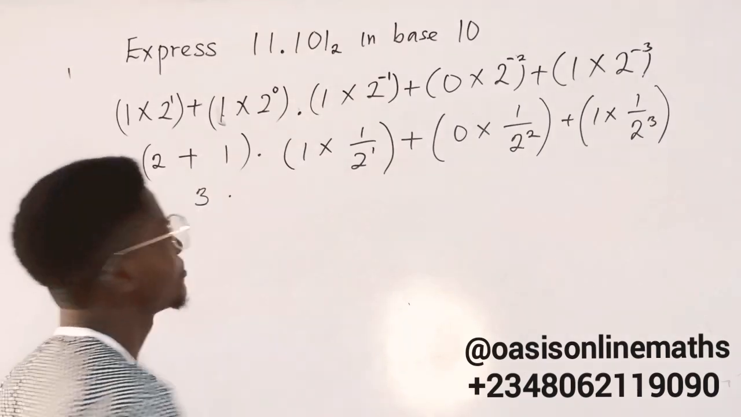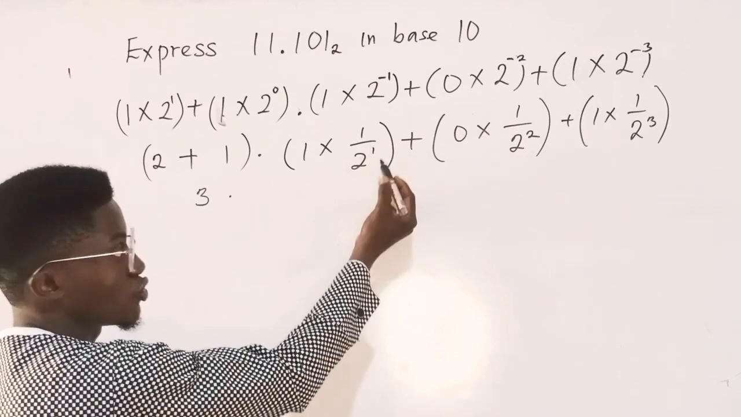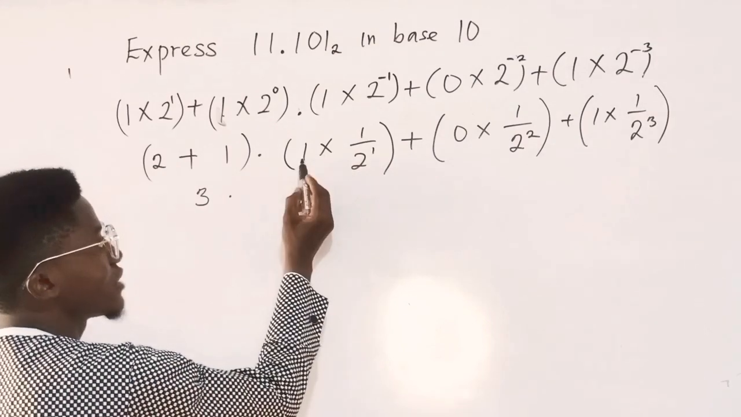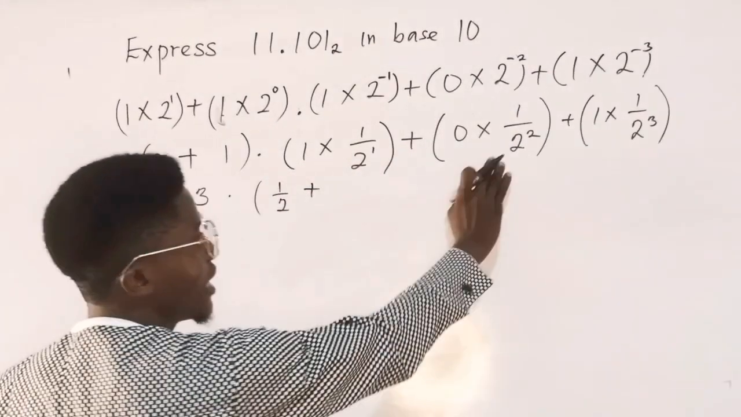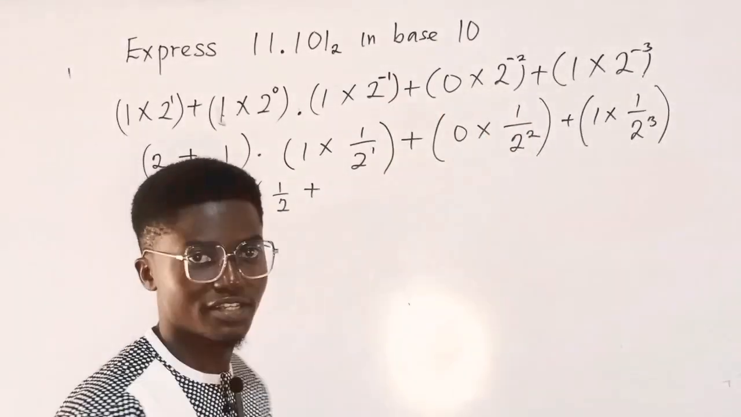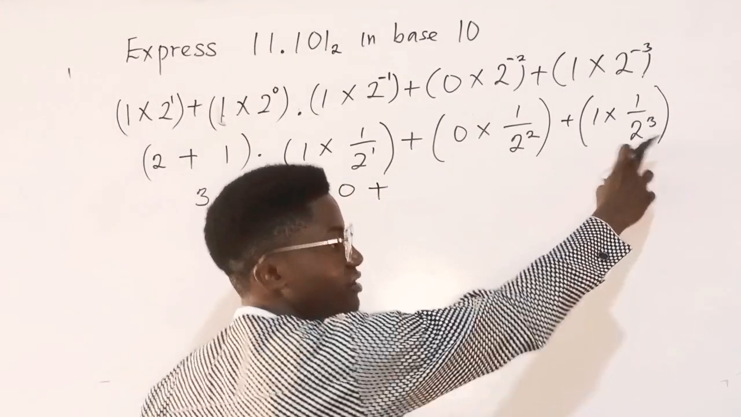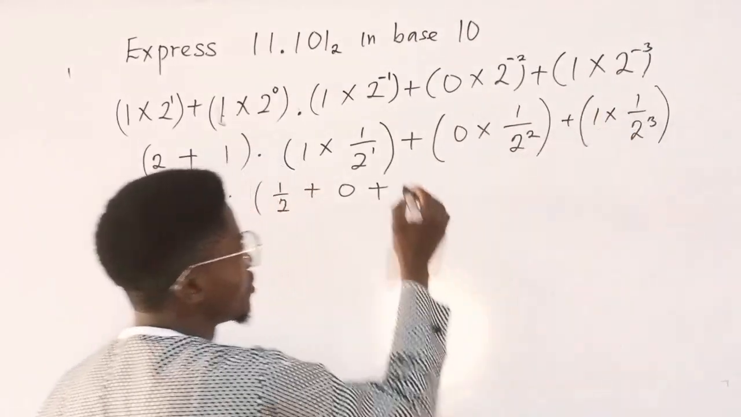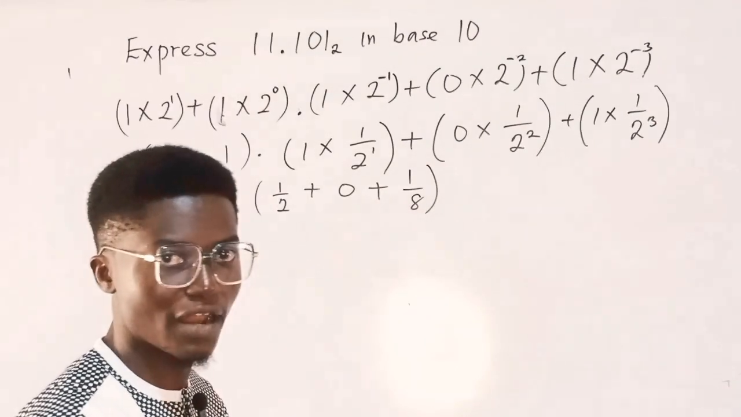Dot. Now, let's deal with these ones. 2 raised to power 1 is 2. This means 1 over 2. 1 over 2 times 1, we're still going to have 1 over 2. Plus, let's move on to this. Anything multiplied by 0 definitely will give us 0. So let's put 0 here. Plus, 2 raised to the power 3 is 8, which means 1 over 8. 1 over 8 times 1 is going to give us another 1 over 8.